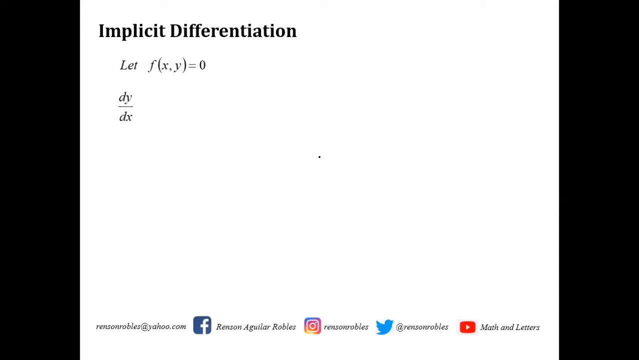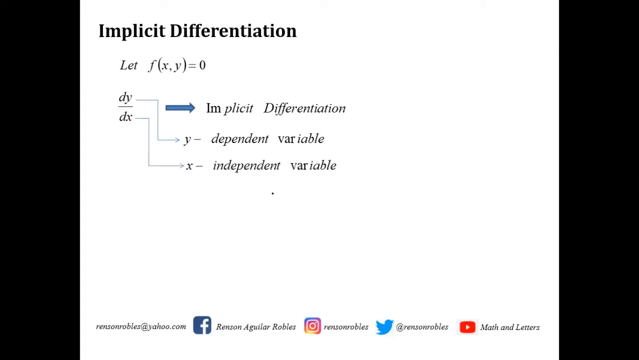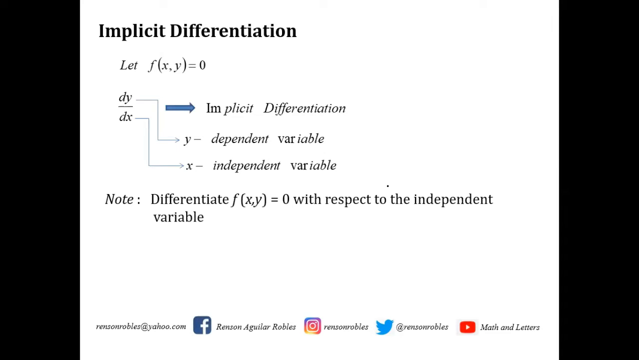For dy/dx, we know that y is the dependent variable and x is the independent variable. So you will notice that the variable in the numerator is called the dependent variable, and the variable in the denominator is the independent variable. For instance, if we have dw/dz, we know that w is the dependent variable and z is the independent variable. And in implicit differentiation, we have to take note of two things.